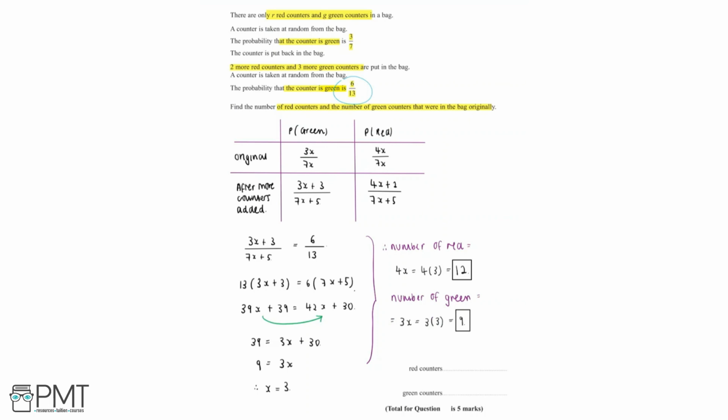And so we've now found that the number of red counters that were initially in the bag is equal to 12, and the number of green counters initially in the bag is equal to 9. Now this question is worth 5 marks.